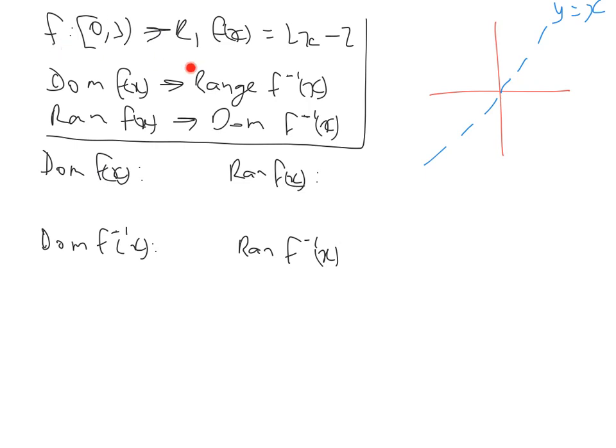So if we have a look at our mapping notation, we've gone from 0 to 3, so that's our domain, 0 to 3, so that's what I'm going to put down. So the domain of f is 0 to 3.